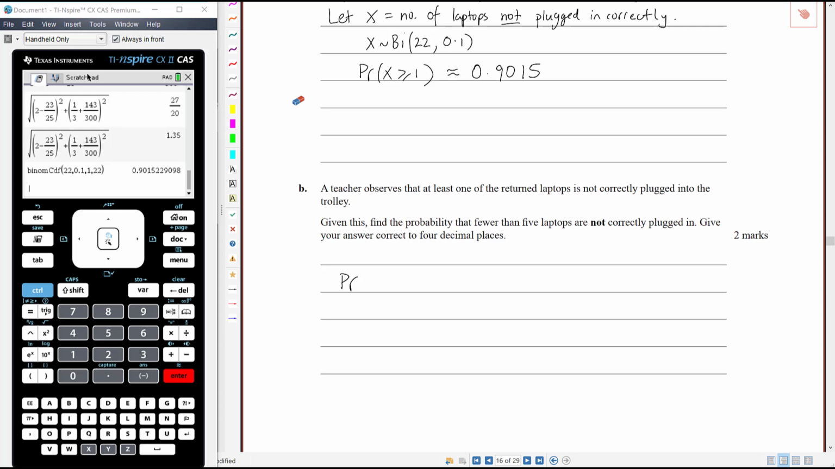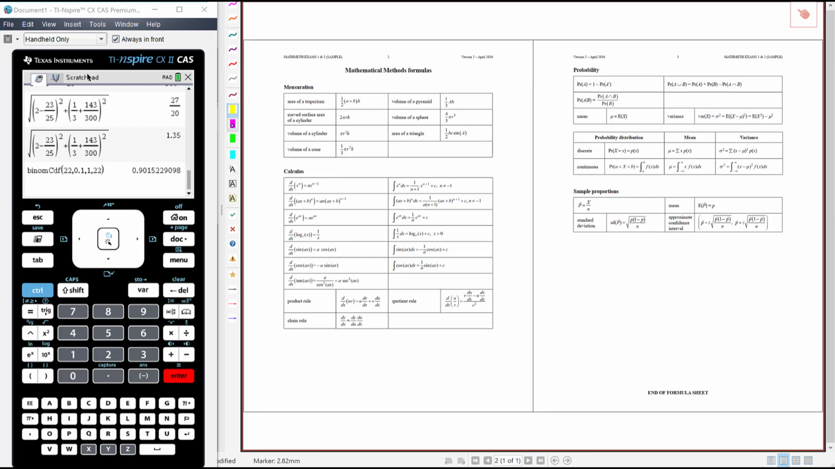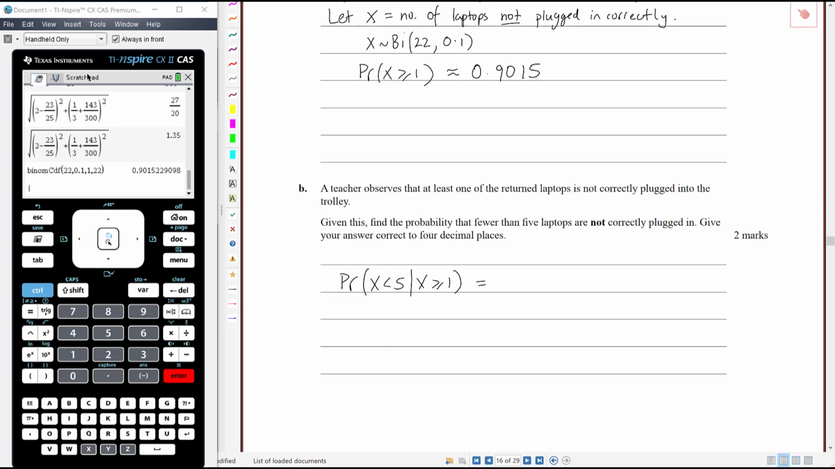Okay, so we want the probability that fewer than 5 laptops, so X is less than 5, given that at least one was not plugged in correctly, given that X is bigger than or equal to 1. Okay, conditional probability. The formula for conditional probability is on your formula sheet if you forget it. So it's the intersection of the two things over the second thing. So that is the probability that X is both less than 5 and X is bigger than or equal to 1 over the probability that X is bigger than or equal to 1. So the denominator we've already worked out.